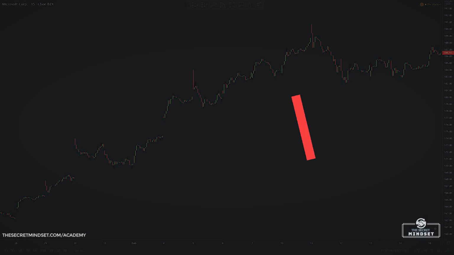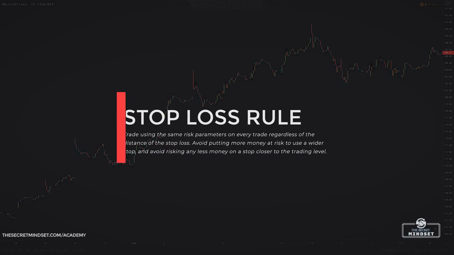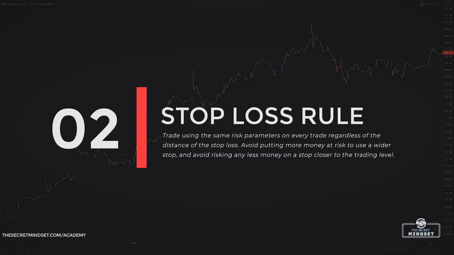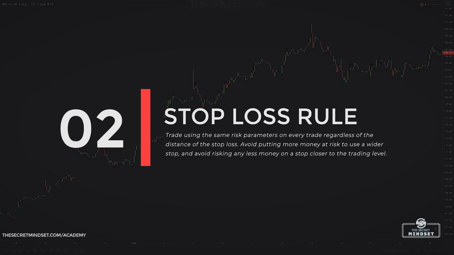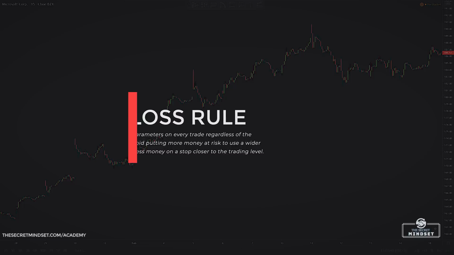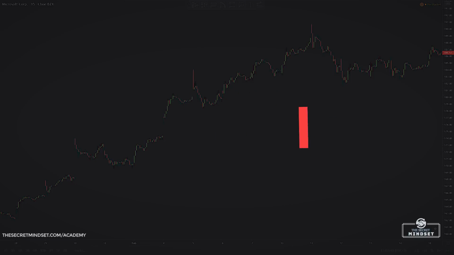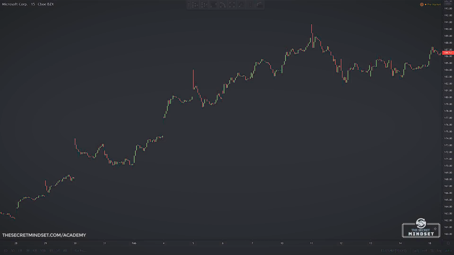Second, trade using the same risk parameters on every trade, regardless of the distance of the stop-loss. Avoid putting money at risk to use a wider stop, and avoid risking any less money on a stop closer to the trading level. Adjust your position to meet your predetermined risk levels.